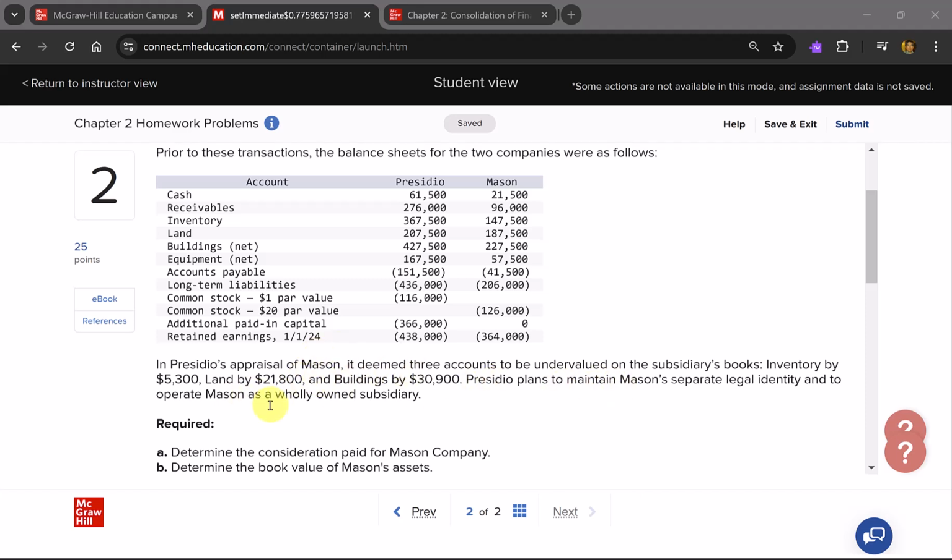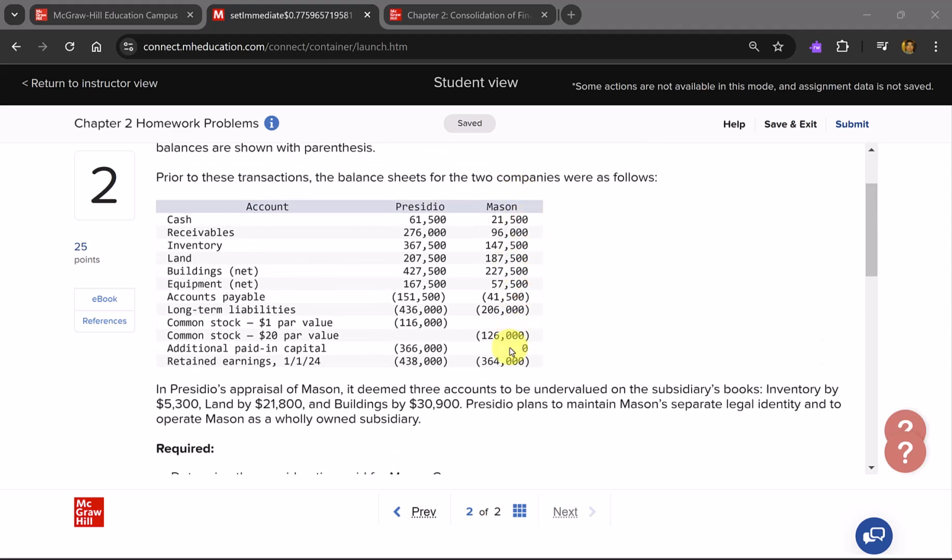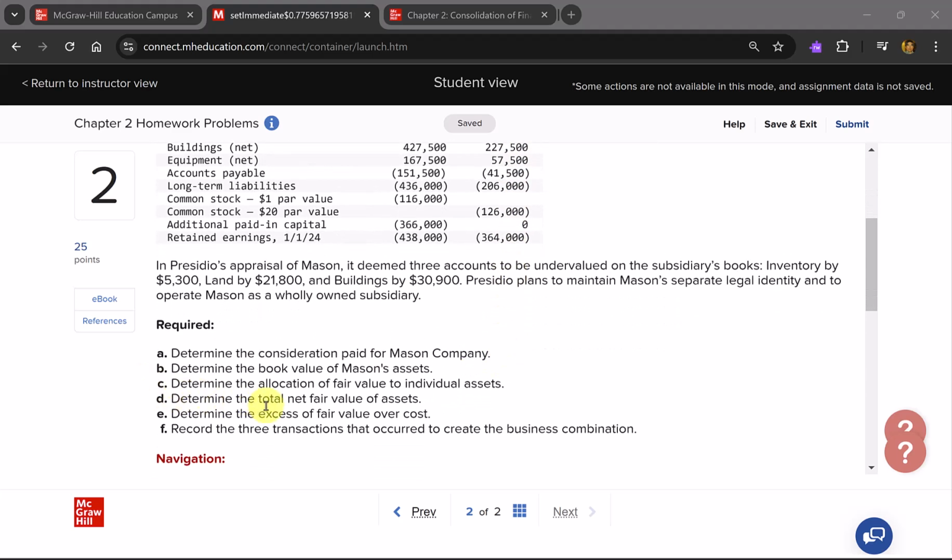Increasing in values, the amounts of the assets here are at book value, and the amount to bring it up to its fair value. So looking at the questions here, we need to determine how much Presidio paid for Mason. The book value for Mason, that's easy because it's right over here. In C, determine the allocation of fair values to individual assets. That's this paragraph over here.